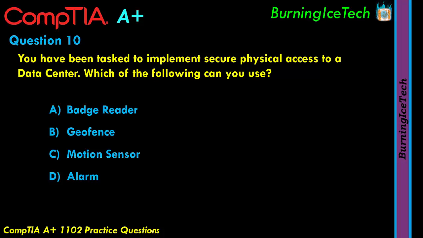Then we've got an alarm, which is basically the same thing as a sensor. It's something that's going to alert you that someone or something is in the server room, but it's not going to stop them. It's just going to make a heck of a racket, and that's it. It's not going to stop them from getting in. So sensor, alarm, and badge reader all are physical things, but the only one that's actually going to physically stop them in their tracks is the badge reader. So the answer here, guys, is badge reader.